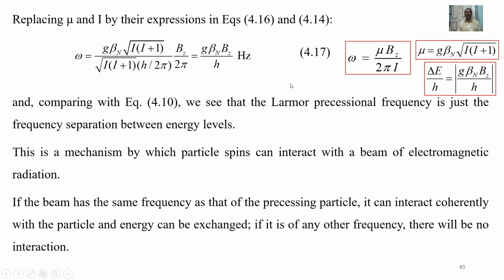We see that the Larmor precession frequency is thus the frequency separation between energy levels. So this is the mechanism by which particle spins can interact with a beam of electromagnetic radiation. If the beam has the same frequency as that of a precessing particle, what we call resonance, it can interact coherently with the particle and energy can be exchanged. If it is of any other frequency, there will be no interaction.